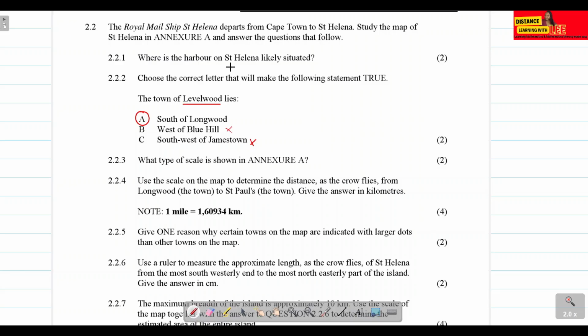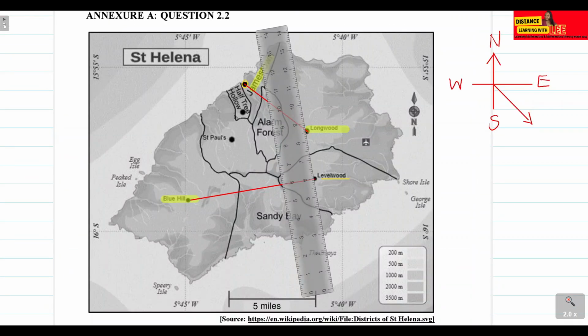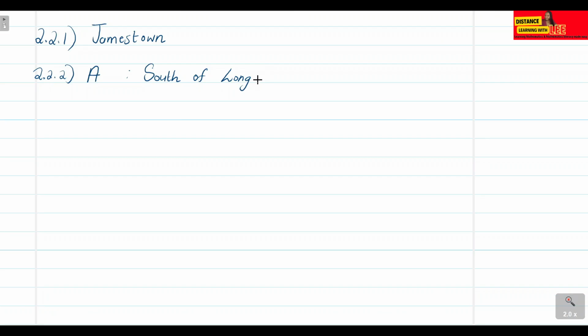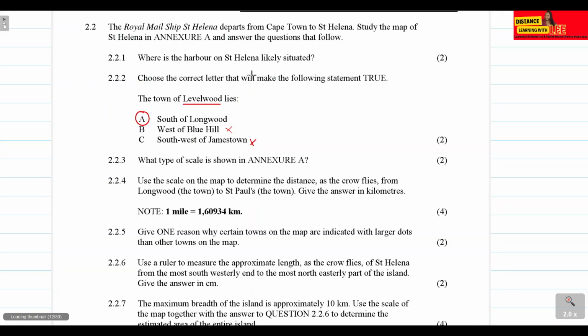Let's see where the town Levelwood lies from Longwood. From this, we can actually see that, okay, Levelwood lies south of Longwood. Okay, so the correct answer then for this question is A. Okay, let us go on to the next question.